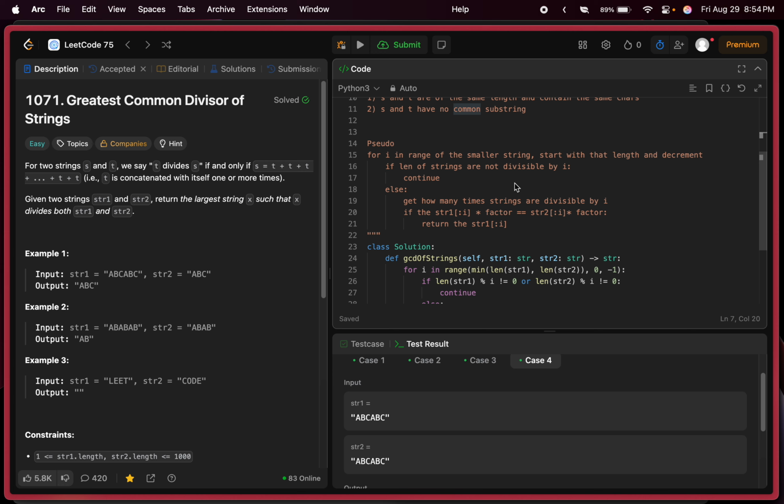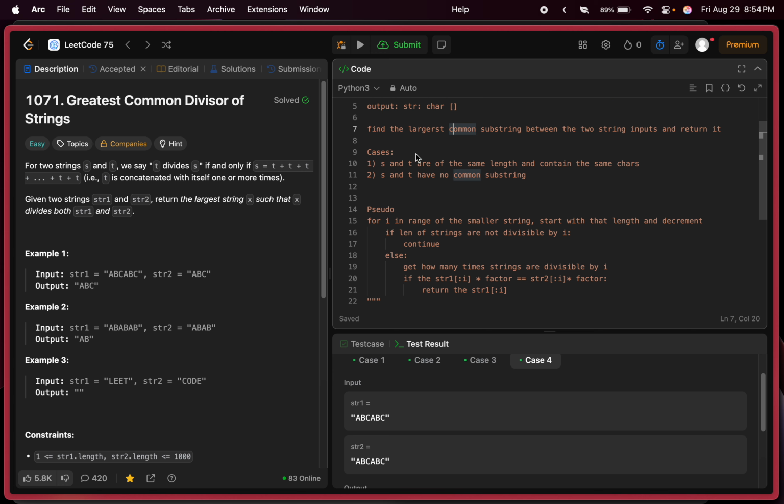If you look at some of the cases, if s and t are the same length and contain the same characters, then the substring would just need to be multiplied once in order to give back both s and t. Another case is s and t having no common substring, in which case we return nothing. And there's a third one, I forgot to write it down: they have different lengths but consist of the same substring. Technically it's two cases where they have different characters but just don't contain any common substrings.